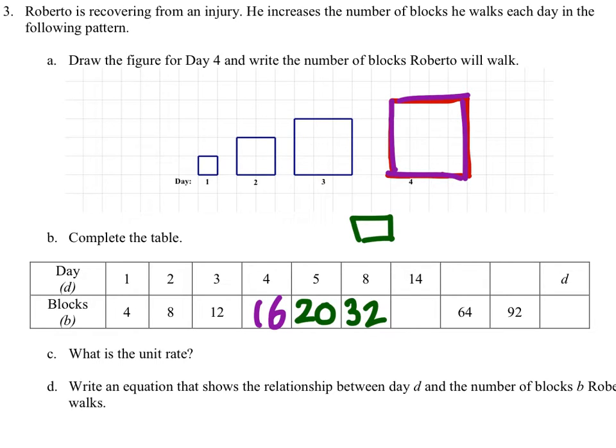What if it was 14? 56. Bam, nailed it. So if he's walking 64 blocks, what day would that be on? 16. 16, that's very good.